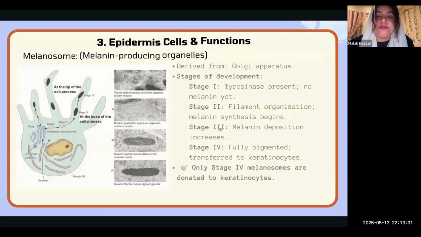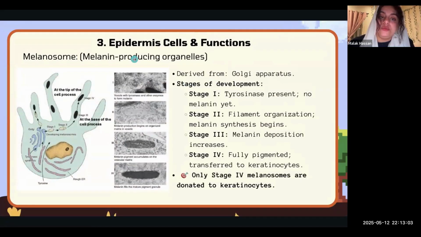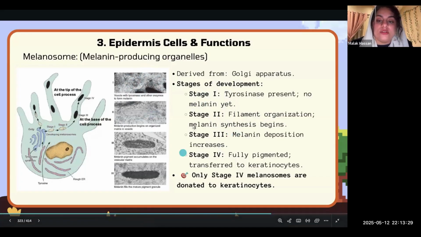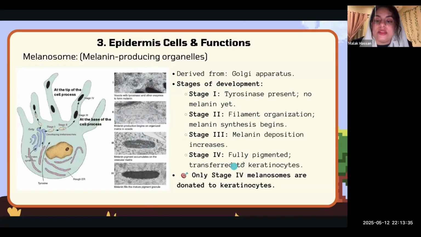Okay, then we have the melanosome, which is the melanin-producing organelle. Okay, and you have different stages of development of the melanosome. The first stage is where the tyrosinase is present. There's no melanin yet, so you can't really see any color. Then you have stage 2, which is the filament organization, where melanin synthesis begins to happen. Then you have stage 3, which is melanin deposition, and it increases. And then in stage 4, you have fully pigmented melanosomes, and they're transferred to the keratinocytes.